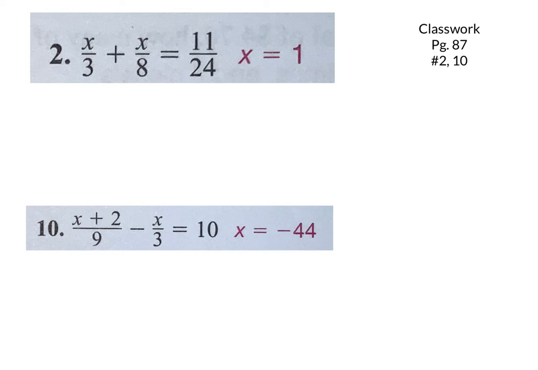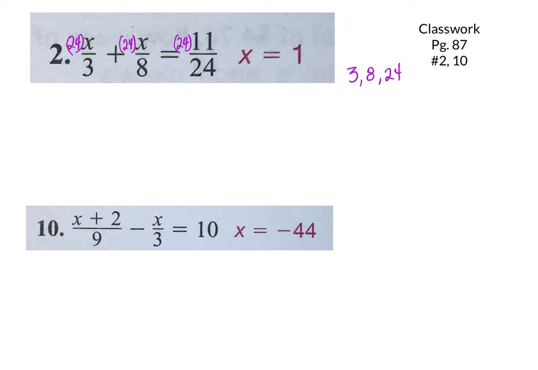Okay, so for the first one, we have 3, 8, and 24. You always want to first check to see if your smaller numbers can go into your larger. And in this case, they can. 8 goes into 24 and 3 goes into 24. So your least common multiple here is 24. So we're going to take each piece of this and multiply by 24. So we have x over 3 times 24, x over 8 times 24, and 11 over 24 times 24.